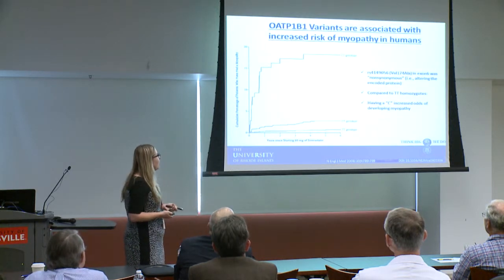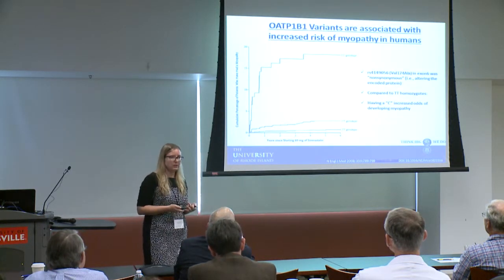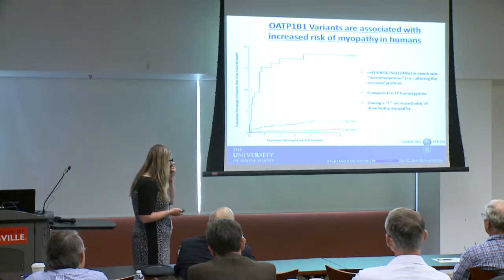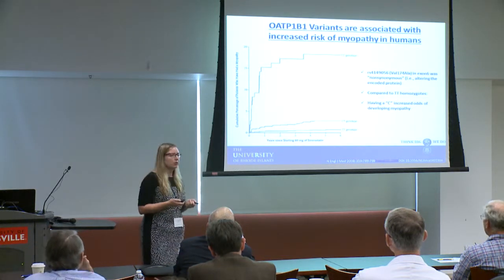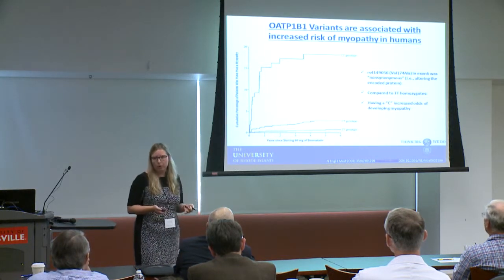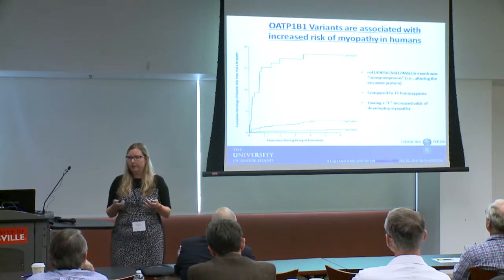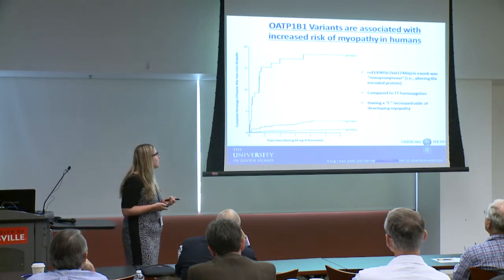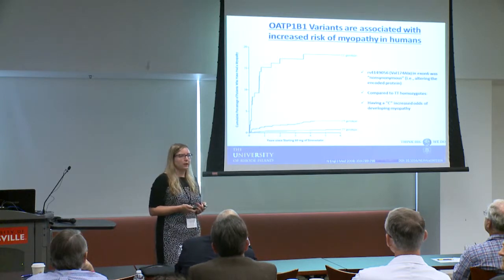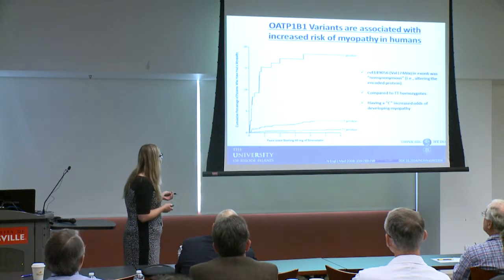Okay, so how does this apply to humans? Really, one of the best examples is with statins. And this was a really great paper that was in the New England Journal of Medicine, where they looked at a large cohort of people and identified certain polymorphisms in OATP1B1 and risk for statin myopathy over a 5-year period.